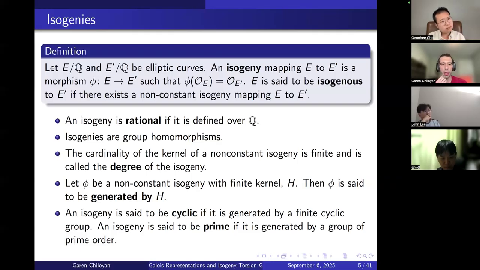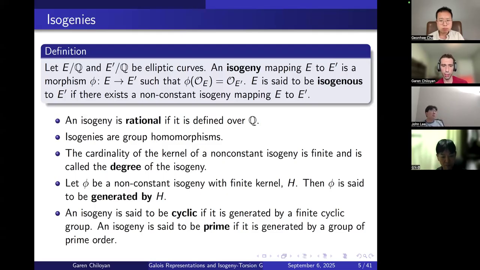The cardinality of the kernel of a non-constant isogeny is finite. If you have the constant isogeny, of course, the kernel is the whole elliptic curve, and that's not finite. But when the isogeny is not constant, then the cardinality of the kernel is finite, and we call the cardinality of the kernel the degree of the isogeny. And if the kernel is, let's say, a group H, then I'll say phi is generated by the group H.